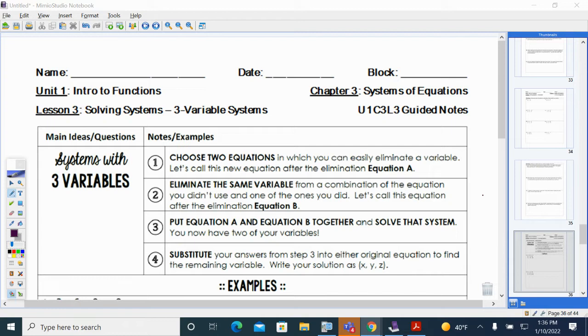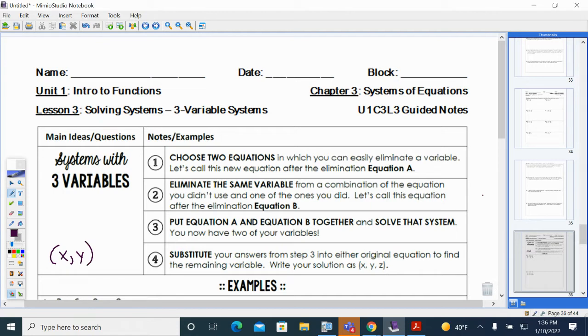You now have 2 of your variables. Then fourthly, you're going to substitute your answers from step 3 into either original equation to find the remaining variable and then write your solution as an ordered triple. So you know in an ordered pair, it's X and a Y. So that's an ordered pair because there's 2 of them.